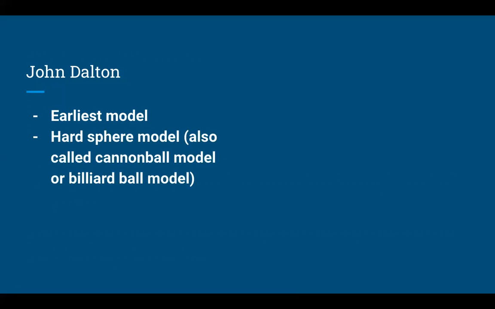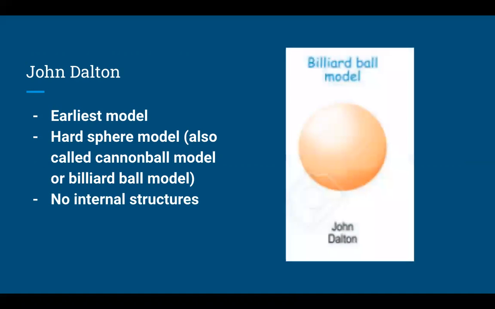So our earliest representation is the hard sphere model, as it's referred to in a lot of texts. Sometimes it's called the cannonball model. Sometimes it's called the billiard ball model. It's just to make you realize that he did not know about the existence of anything smaller than an atom. We didn't have evidence to support that there were any type of internal structures. So we just have our atom, and that's all it is. Kind of like a ball. Hard sphere kind of encompasses any of the other ball analogies you could come up with.